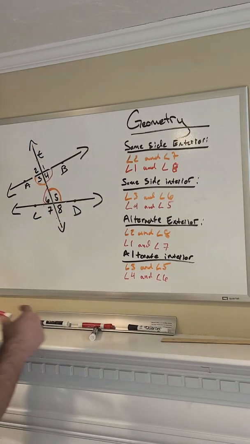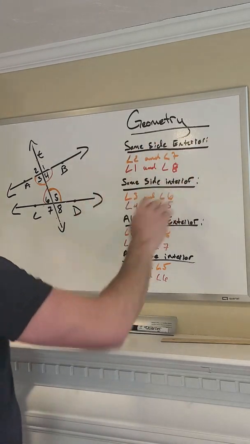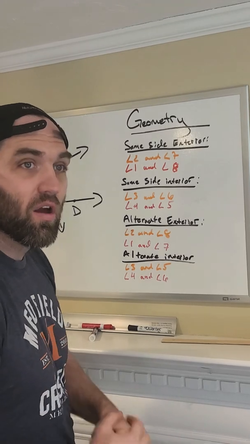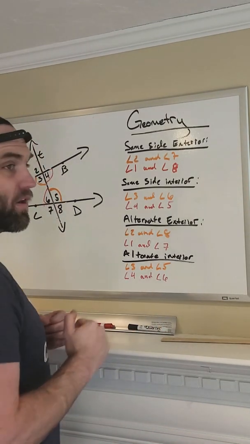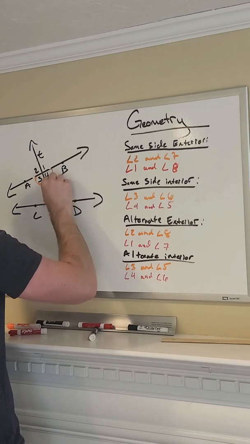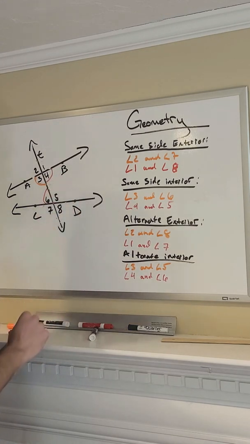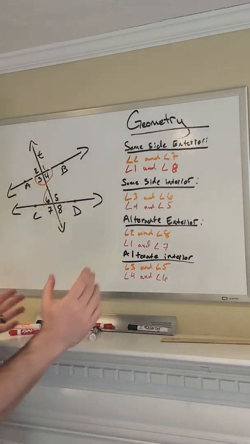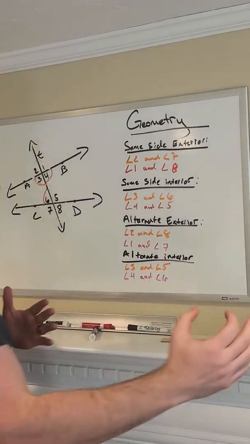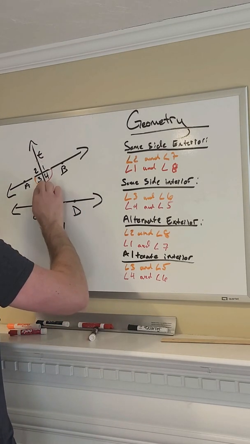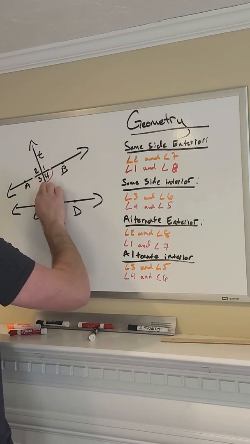All right. So we have same side exterior, same side interior, alternate exterior, alternate interior, and then the last piece that we have is our corresponding angles. The word corresponding, what does it mean? It means where things are placed in the same area, something corresponds, it's similar, it's the same. So let's now find corresponding angles.